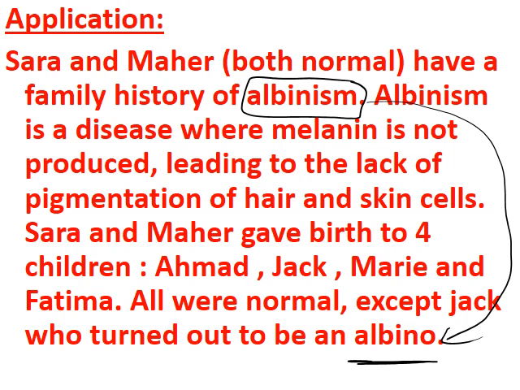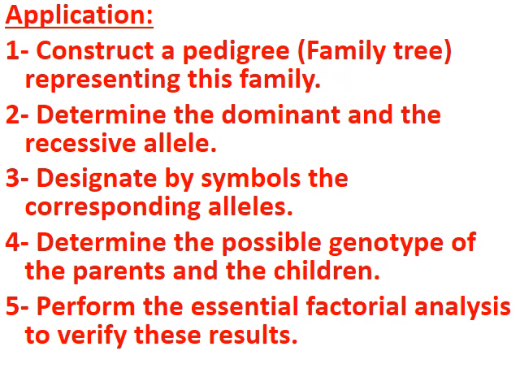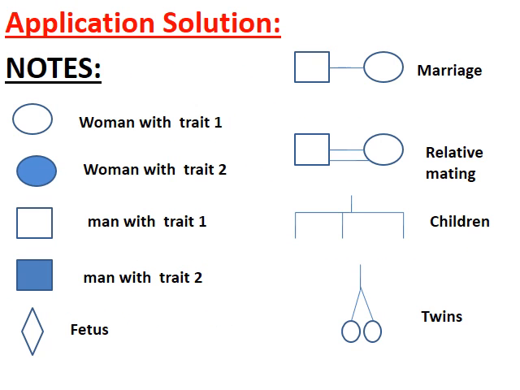Okay, so construct a pedigree, which is also called the family tree, representing this family. You have to determine the dominant and the recessive allele, designate by symbols each of the corresponding alleles, and determine the genotype of the parents and their children, and you have to perform the essential factor analysis to verify these results. So before we start, we have some notes.